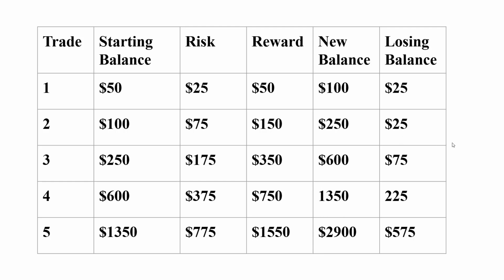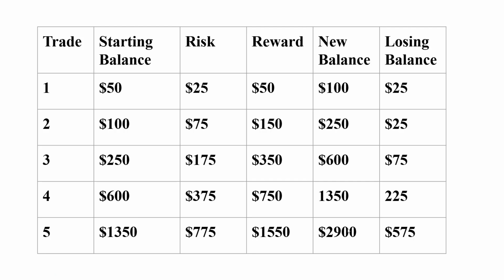In 1, 2, 3, 4 trades, this could be you, $1,000. Let's just say we go one more time for kicks, and if we win 5 trades in a row, 1350, we risk 775, we're up to about $3,000. That's the same as a $30,000 prop firm account with a 10% drawdown.